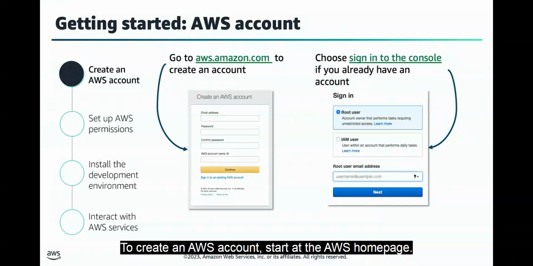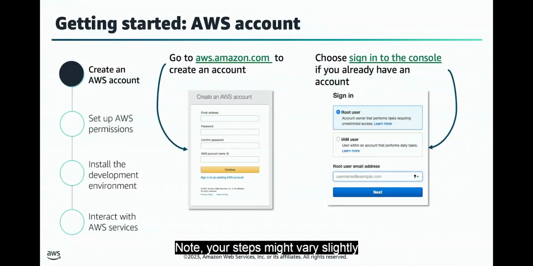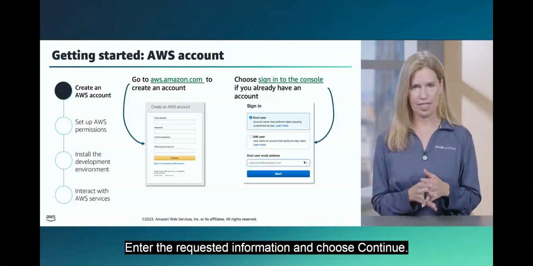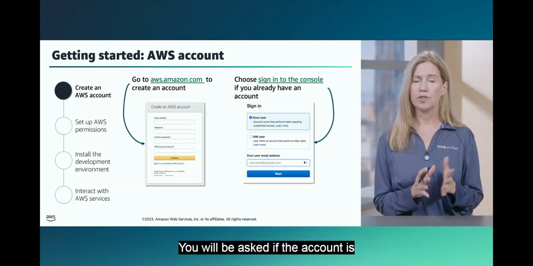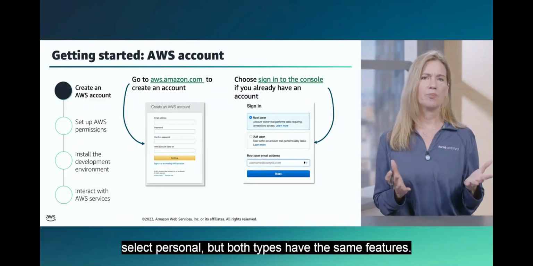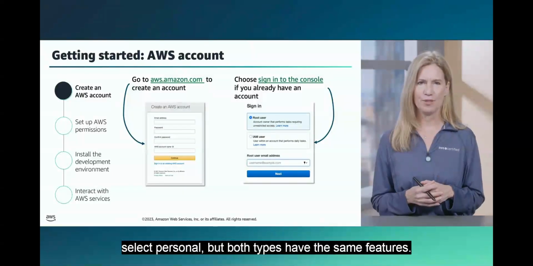To create an AWS account, start at the AWS homepage. Then choose Create an AWS account. Note, your steps might vary slightly if you've already signed in to AWS. Enter the requested information and choose Continue. You'll be asked if the account is personal or professional. Because you're using this account for learning purposes, select Personal, but both types have the same features.